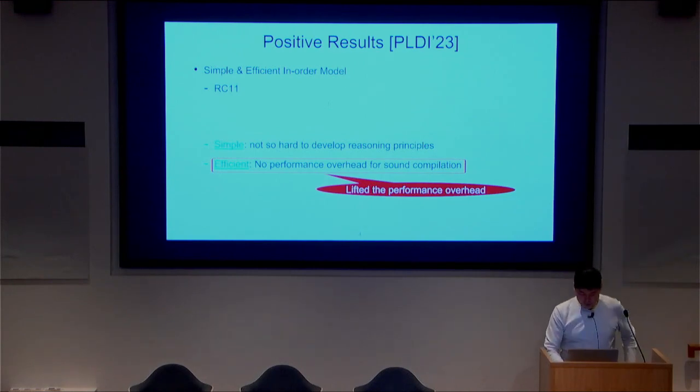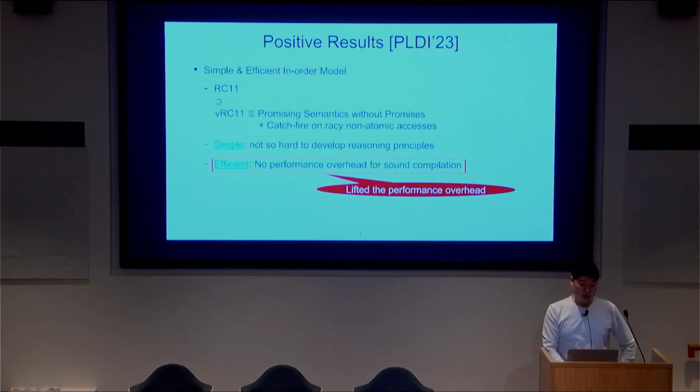We formalize all this work, and for this we define the operational version of RC11. RC11 is axiomatic, and we define the operational version, which is essentially the same as RC11, but slightly stronger than RC11. It has fewer behaviors. It's based on the view mechanism, which is why it's called VRC11, view-based RC11. That's promising semantics without promise, meaning only the view mechanism.